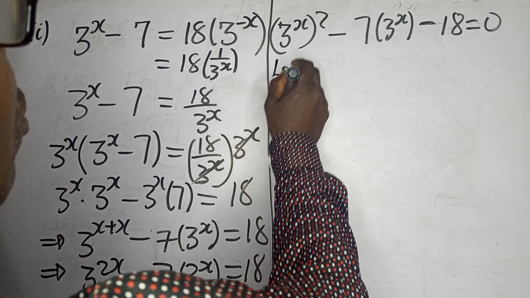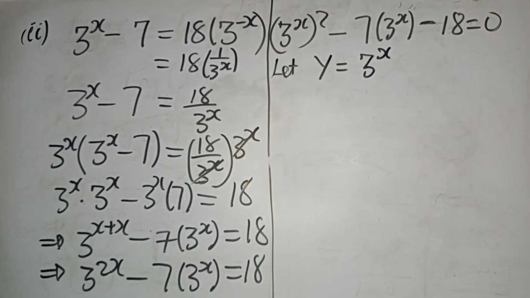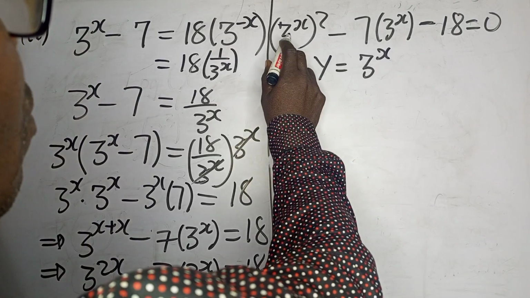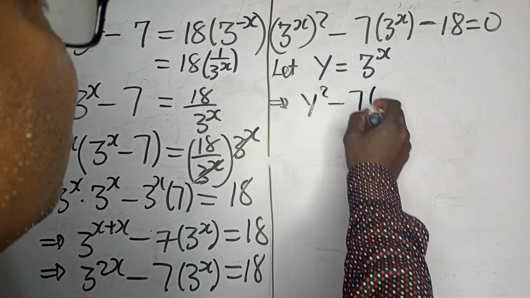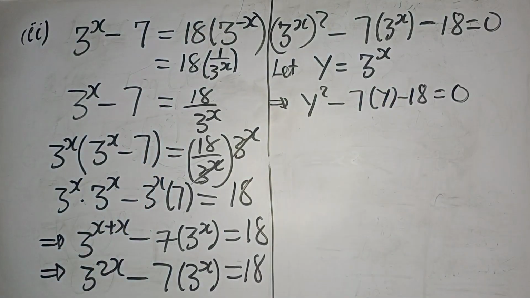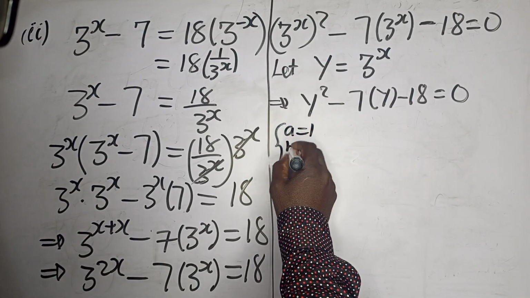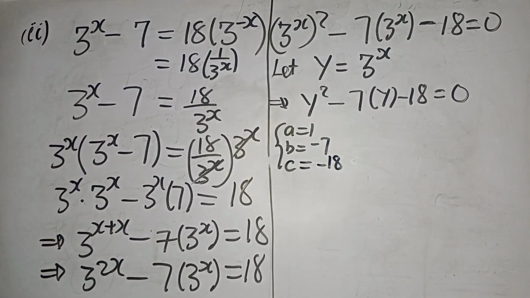the power x. Now to bring it out very clear, let us bring in a new variable and call it 3 to the power x. So wherever we see 3 to the power x, we're going to write y. So this is going to be y squared minus 7y minus 18 is equal to 0. So we obtain this quadratic equation now. It's now very clear now.